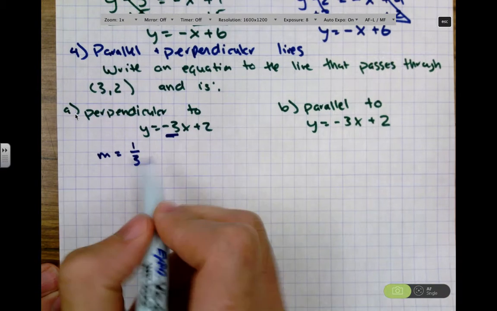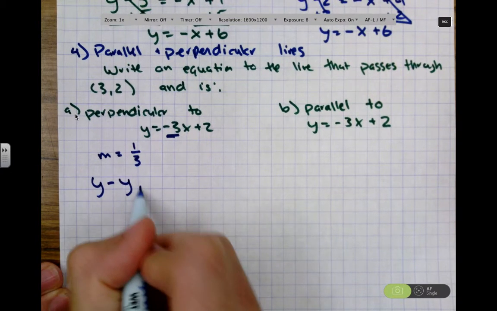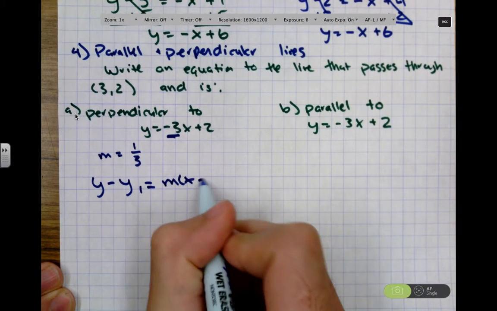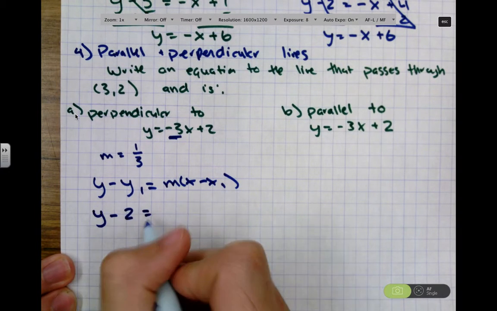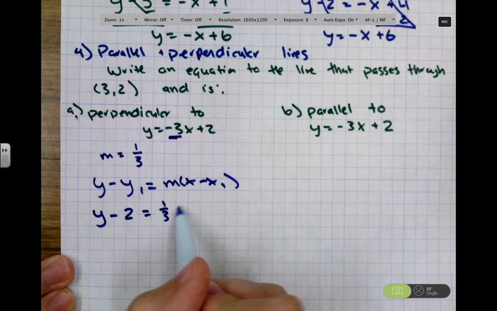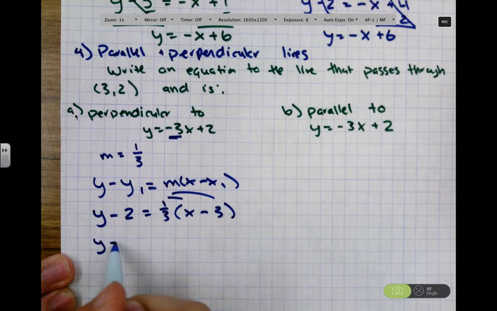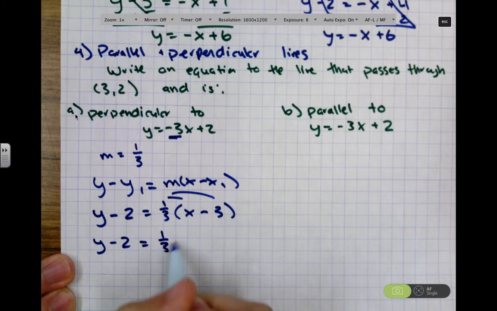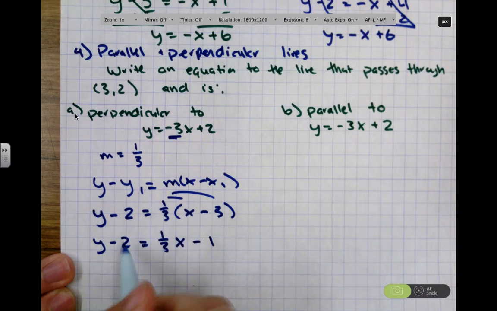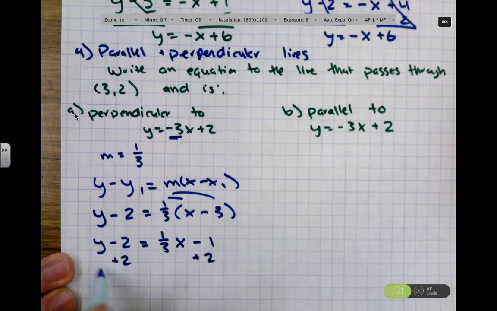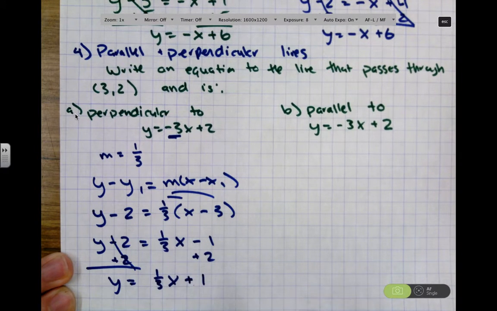Okay? And now we go through and we use that point 3, 2 and our slope of 1/3, and we use point slope form. So x minus x1, we plug all of that information in. Y minus 2, then our slope is 1/3, x minus x1 is 3, and just like before, we go through and simplify this. 1/3 x, 1/3 times 3, be -1, add 2 to both sides. You get over here y equals 1/3 x plus 1.